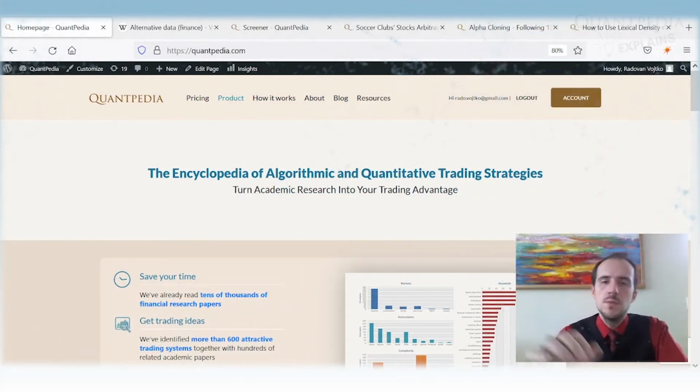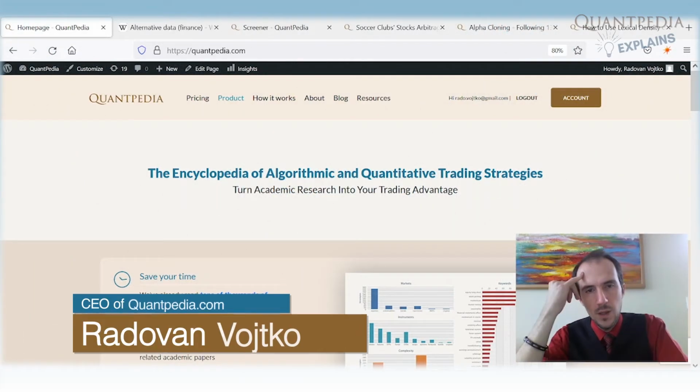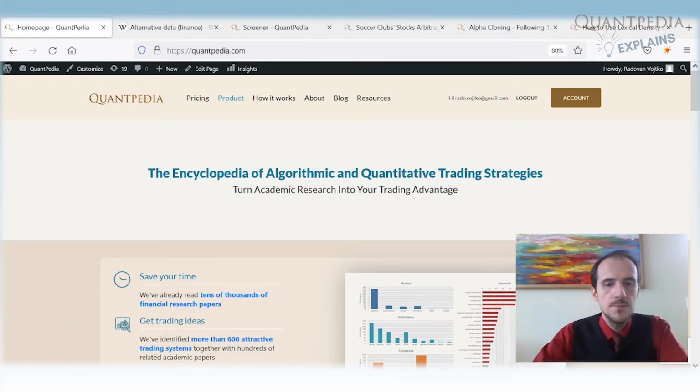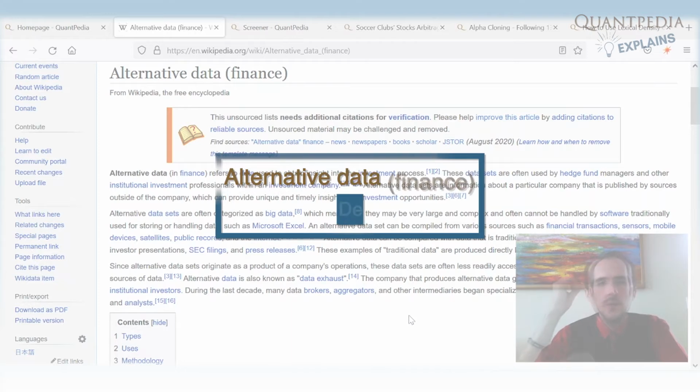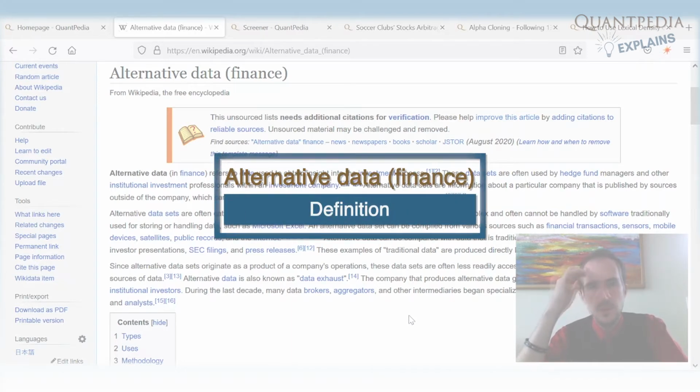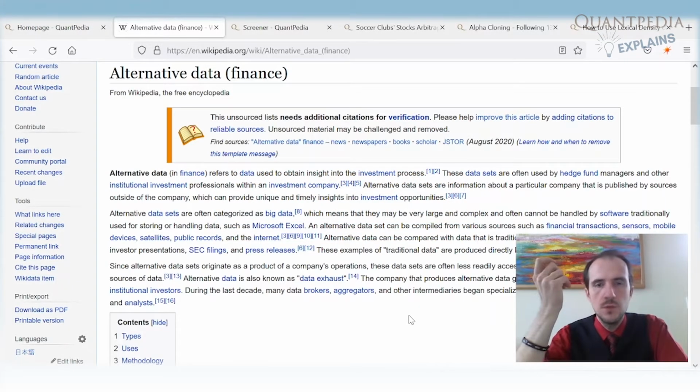Hello everyone, my name is Radovan Vojtko, I'm CEO of Quantpedia. Today I would like to discuss alternative data and how alternative data is used to build quantitative and algorithmic trading strategies. But first we need to define what alternative data is. Alternative data are data sets that are not the traditional finance data like prices of stocks or prices of futures, or fundamental data obtained from the companies like the income statement, balance sheet, cash flow statement, etc.